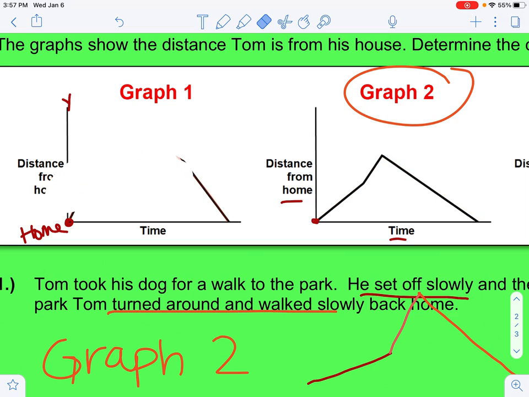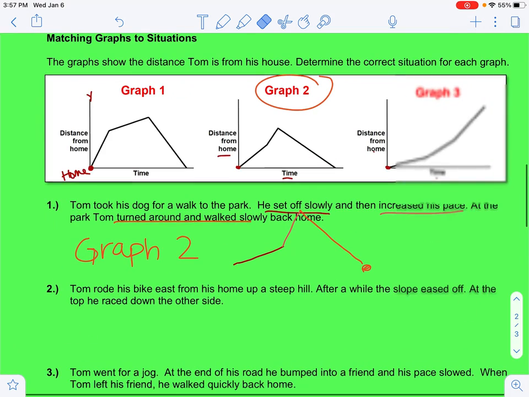Let me erase all my marks. Alright, now let's figure out between graph 1 and graph 3 for number 2. Number 2: Tom rode his bike east from his home up a steep hill. After a while, the slope eased off. At the top, he raced down the other side.